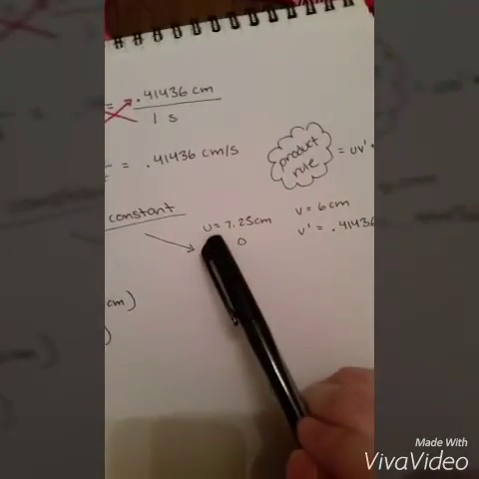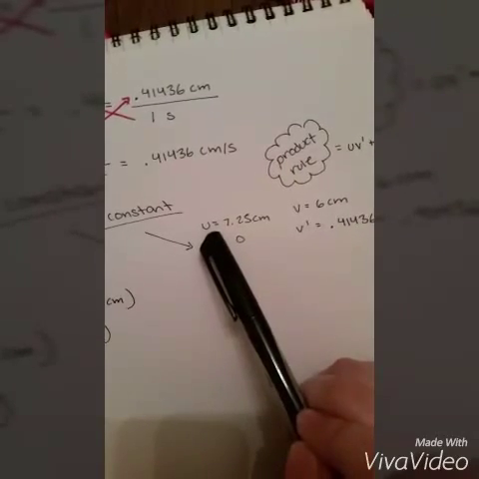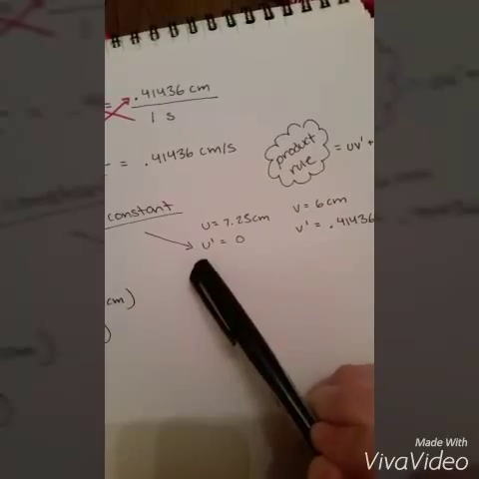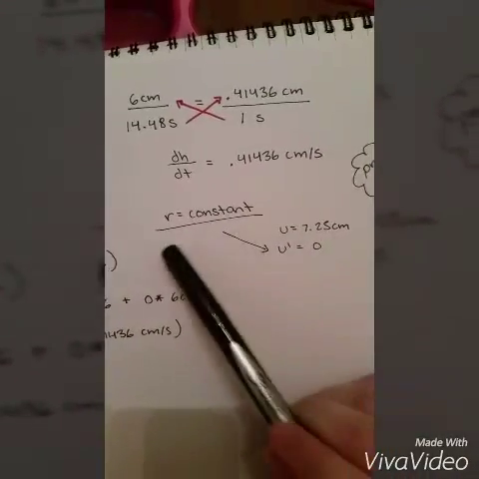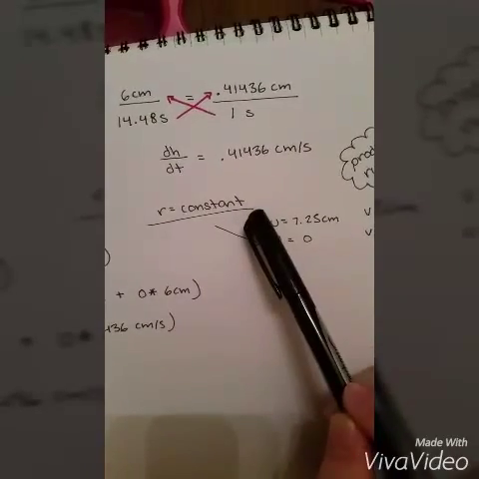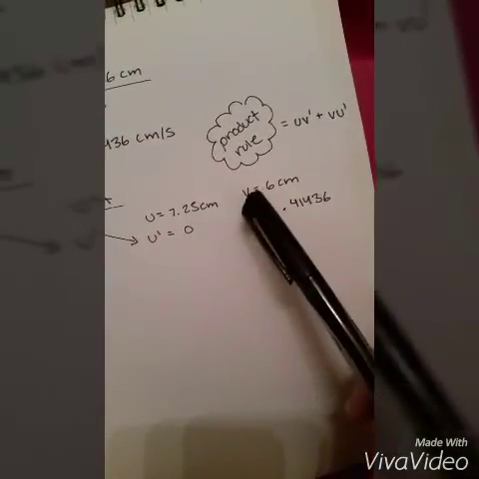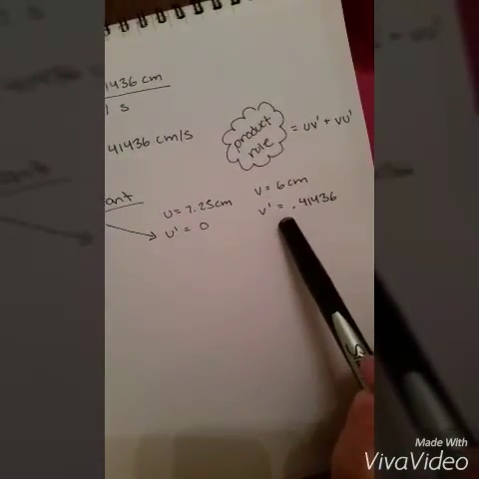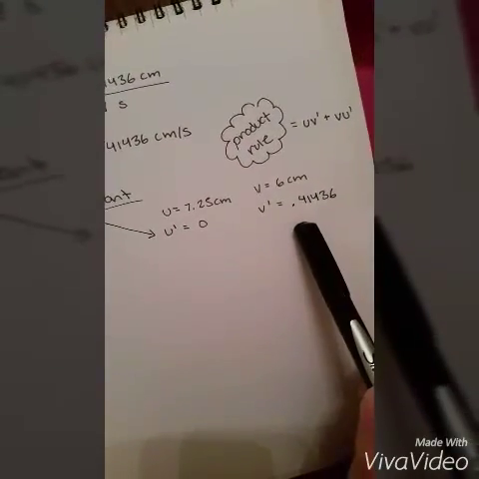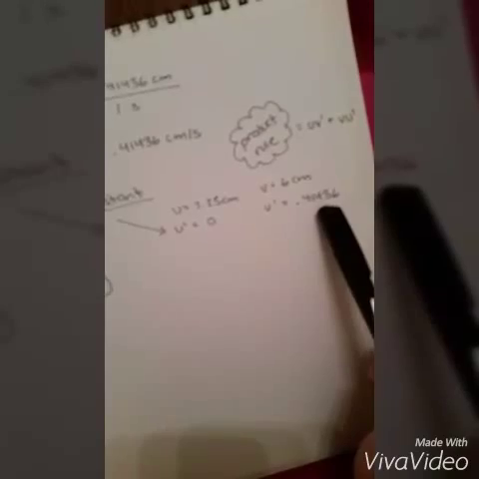In this case, our U would be our radius, which is 7.25 centimeters. And our derivative of the radius is 0, since r is a constant, which means it never changes. The radius of the pot never changes, so it's 0. And our V would be our height, which is 6 centimeters, and our V prime would be our dH/dt, which we found right here, which is 0.41436 centimeters per second.